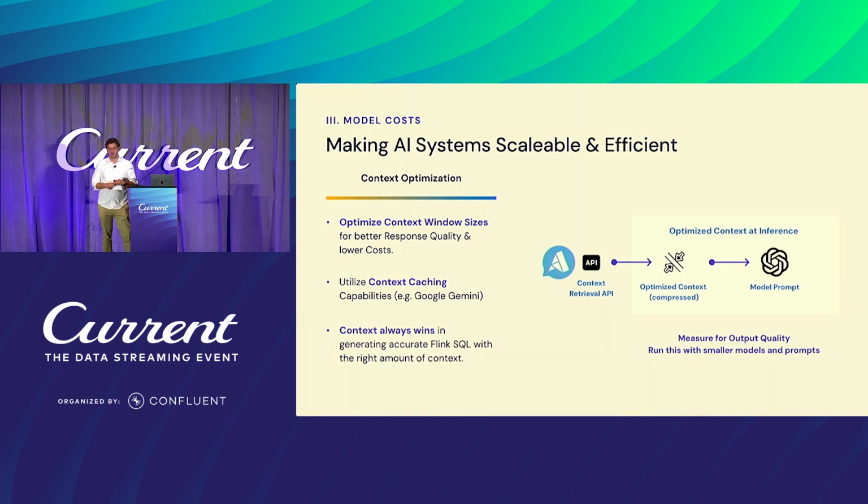And one important takeaway that we also learned while generating Flink SQL is that context always wins. The model size itself, like 7 billion parameters, 2 billion parameters, 80, 100, didn't really matter that much. For us, it was always that when you give it perfectly annotated schemas, this is what makes a big difference in terms of generating accurate Flink SQL that actually runs flawlessly. So giving it the right amount of context is super important.